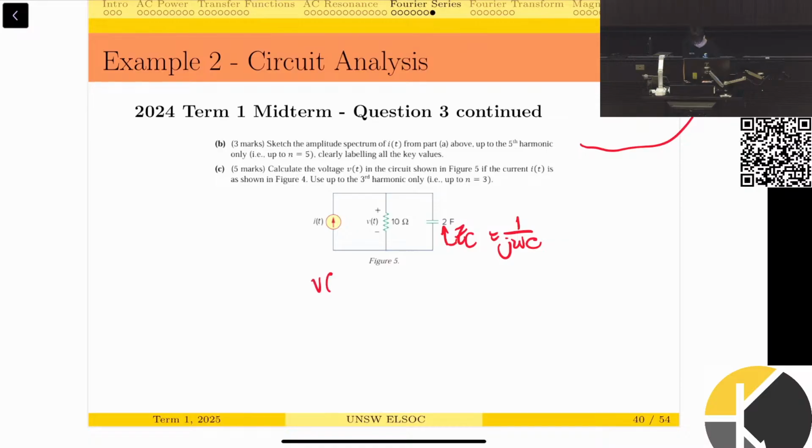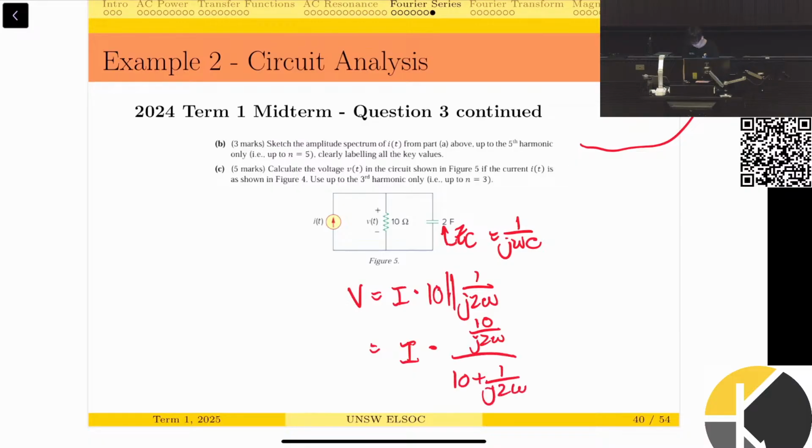So this will be V of t, sorry, we're not in time domain anymore. This is a phasor. So this is V equals I times 10 parallel 1 on j omega C, C is 2, so this is 1 on j 2 omega. And that will be I, this will be 10 on j 2 omega, 10 plus 1 on j 2 omega. I'll times everything by j 2 omega to get rid of these ugly fractions. So we have 10 over 1 plus j 20 omega.